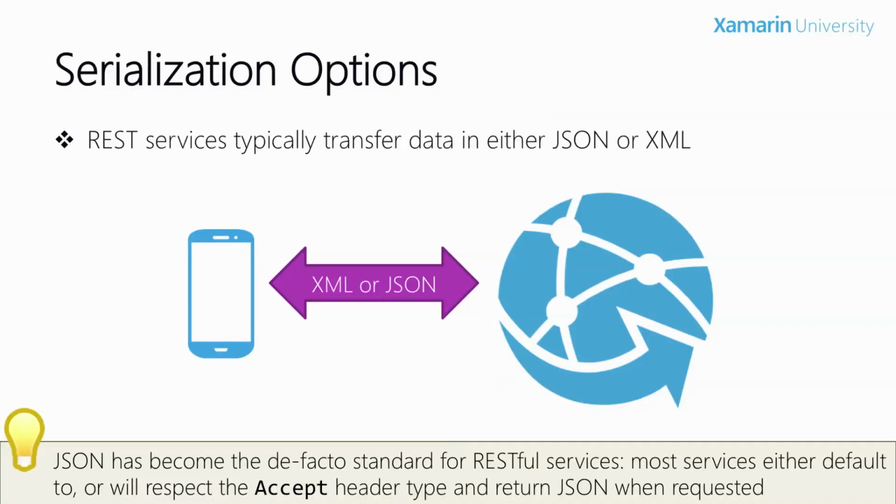When talking to REST-based services, we have two primary formats that tend to be used: XML and JSON. Most services support both and will decide which to return based on the client type or the value of the Accept header, which is part of the request.